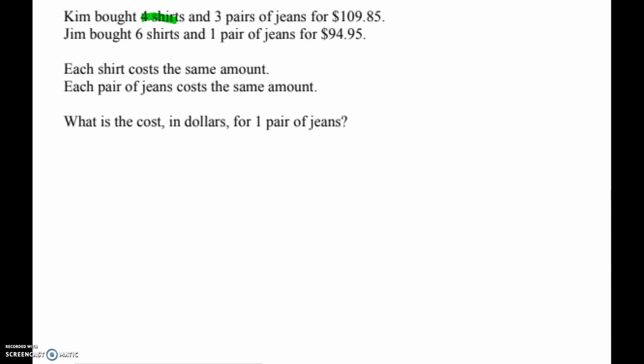Kim bought 4 shirts and 3 pairs of jeans for $109.85. Jim bought 6 shirts and 1 pair of jeans for $94.95. We just need to write equations that model this problem. Each shirt costs the same amount. Each pair of jeans costs the same amount. What is the cost in dollars of one pair of jeans?